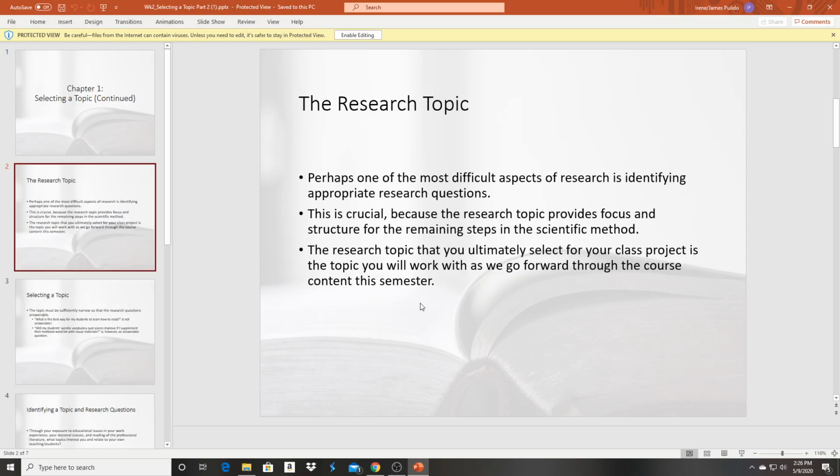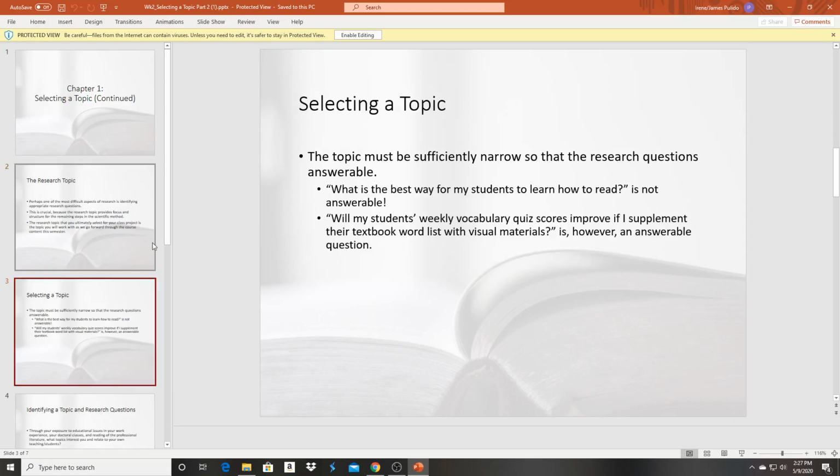Okay, so the research topic that you ultimately select for your class project is the topic you will work with as we go forward through the course. Remember, you're not writing your dissertation now, although this topic might develop into your dissertation. Please don't overwrite. Be specific to the purpose every week, and hopefully I can keep your stress level down. Okay, so again, the business people have this in a separate PowerPoint that I sent you this morning. So let's look at the educational one.